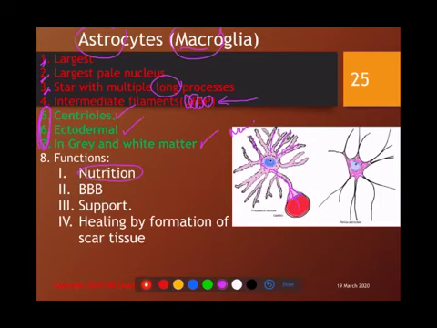And also they form a blood-brain barrier. They form a barrier between any harmful material in the blood and the queen, which is the neuron. They are also responsible for support. They support the neuron. They are also responsible for healing of any injury in the nervous tissue by formation of fibrous tissue, which is a scar tissue.